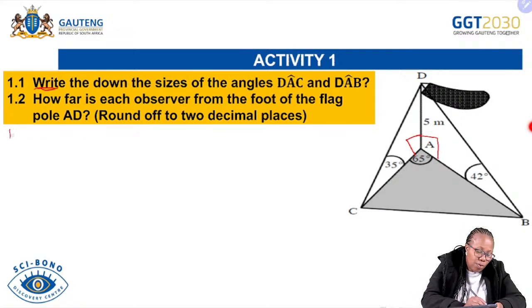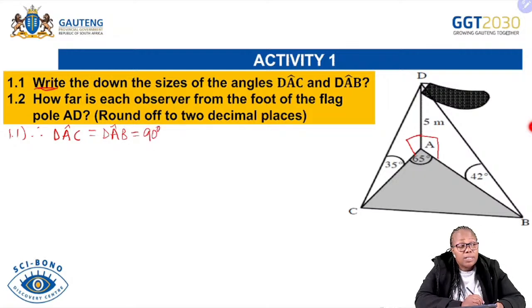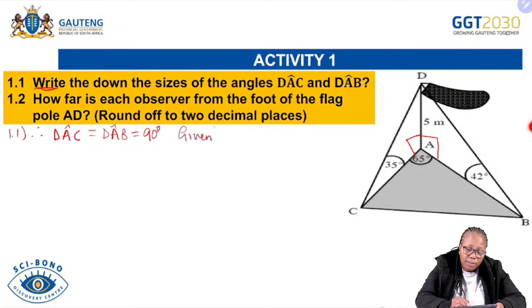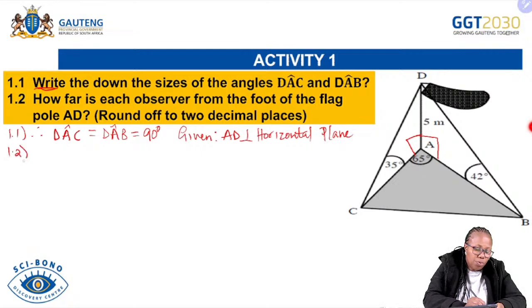Then we can just conclude and answer that, therefore, angle DAC is equal to angle DAB. They are both equal to 90 degrees. Why? Because it is given that the pole AD is perpendicular to the horizontal plane. That is where that 90 comes from. Okay, and then moving to 1.2 now.